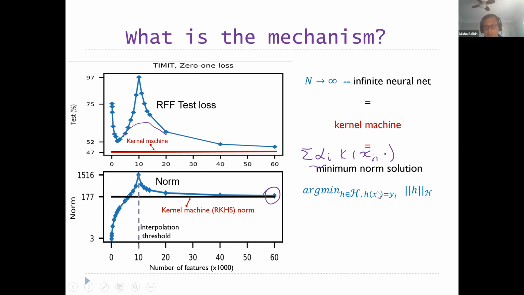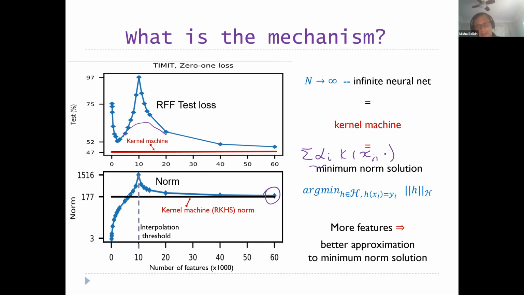Yeah, so this is a minimum norm solution, actually. I have it right here. And this is the kind of upshot: more features give a better approximation to the minimum norm solution.